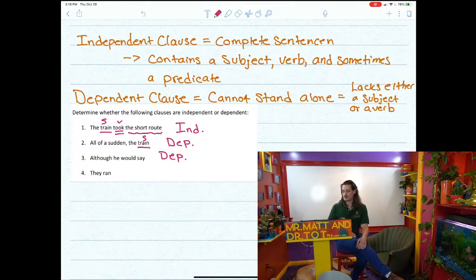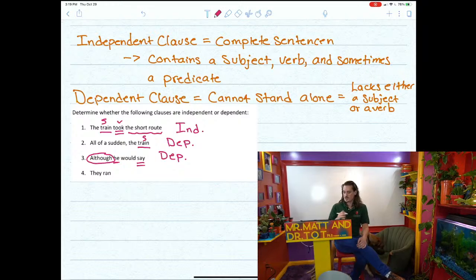And number 4, they ran. So this is really testament, for number 3, the subject here is he, and we say would say. There is a verb here, but it's really all linked on to this conditional word, although. I just want to make sure that was clear. And if there are any questions, please let me know, either in the live chat function or in the comment section below.